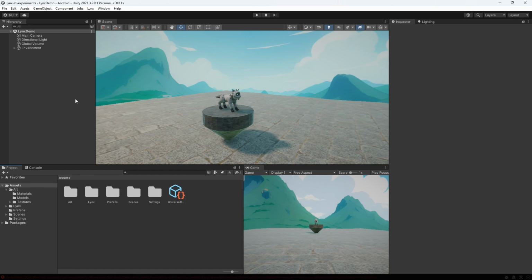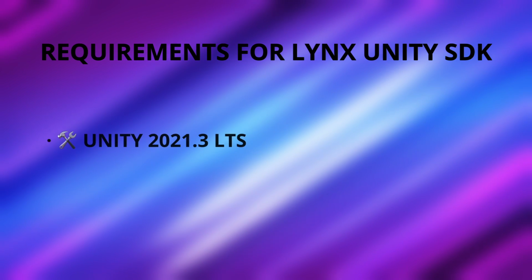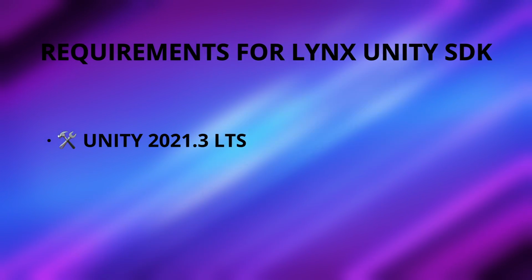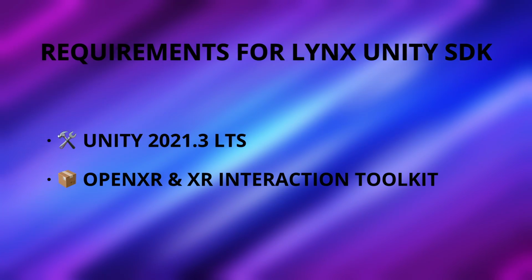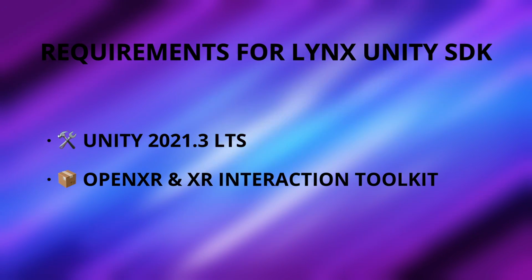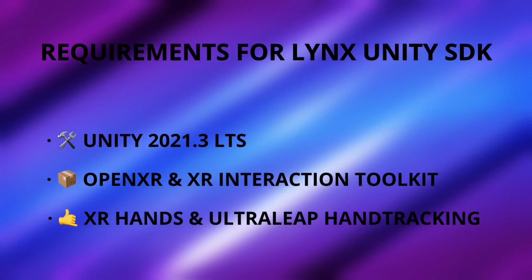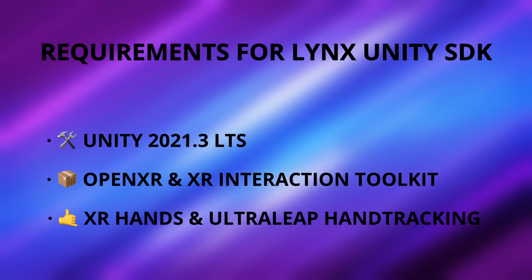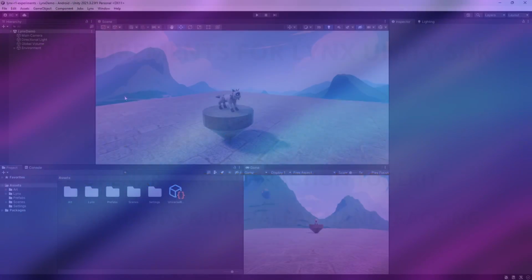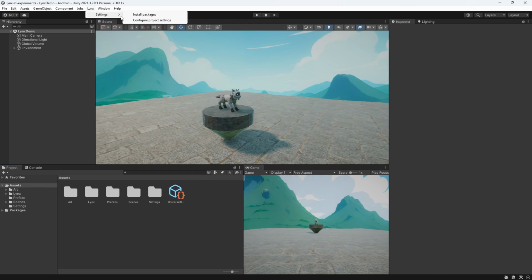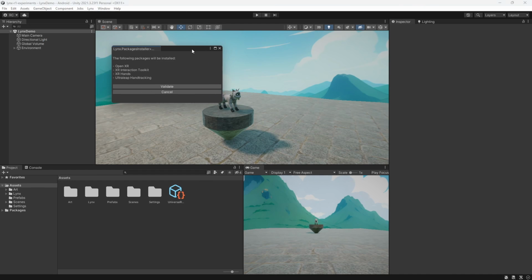Now, let's go over the requirements to use the Lynx SDK. The first requirement is to use the appropriate Unity version, as stated before. Any version from 2021.3 is recommended. Then we need to install some additional packages, mainly the OpenXR and the XR Interaction Toolkit packages. We will use the hand tracking later, so it is also required to install the XR Hands and the UltraLeap hand tracking packages. Lynx enables us to automize this process. In your menu, just go to Lynx, then Settings, and then click on Install Packages, which is going to install all the packages mentioned previously. Your editor may reload when installing OpenXR for the first time.